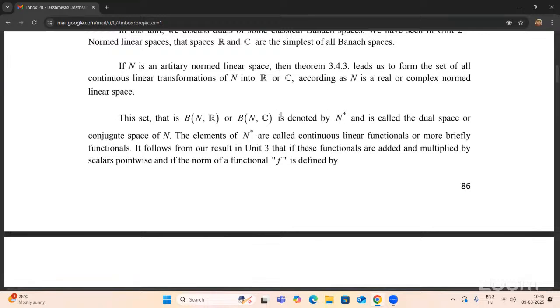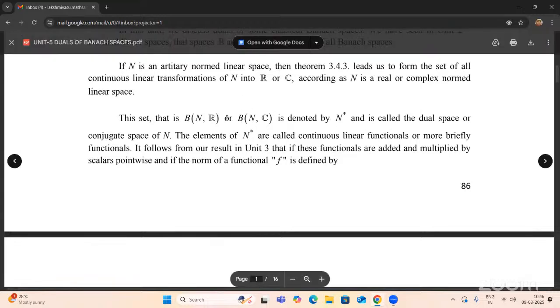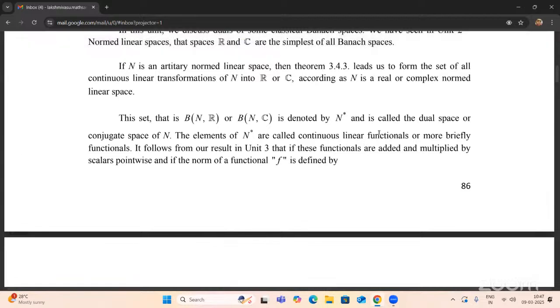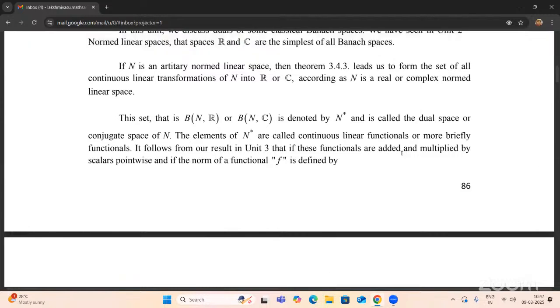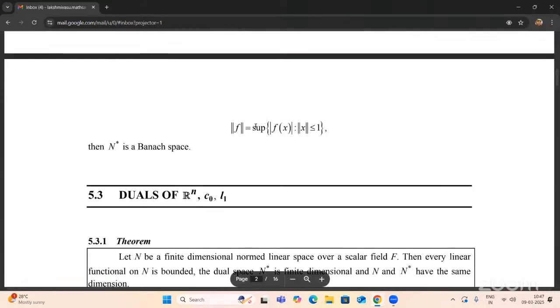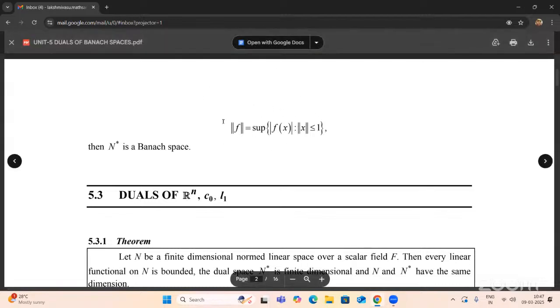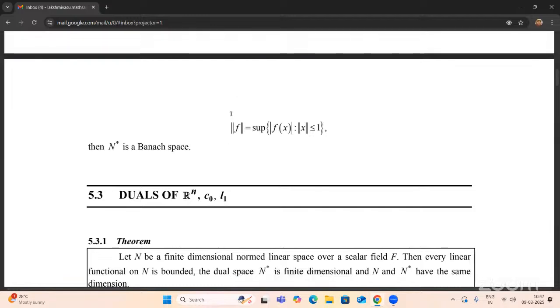The elements of N dash are called continuous linear functionals. So the elements of the dual space are also called continuous linear functionals, or more briefly, functionals. These functionals are defined with respect to pointwise addition and multiplication by scalars, and the norm of a functional f is defined as follows. This is one of the important conditions you must apply in every theorem.